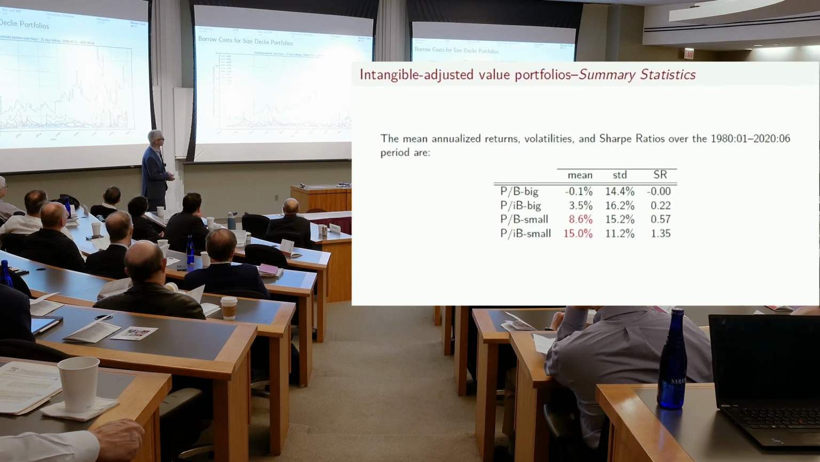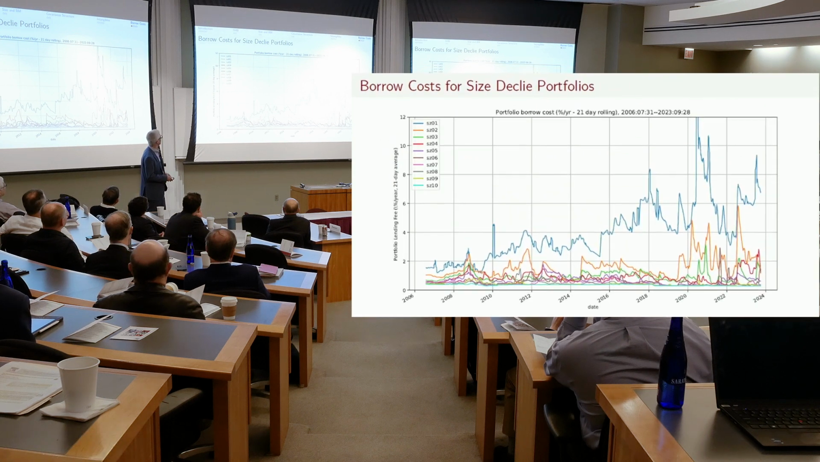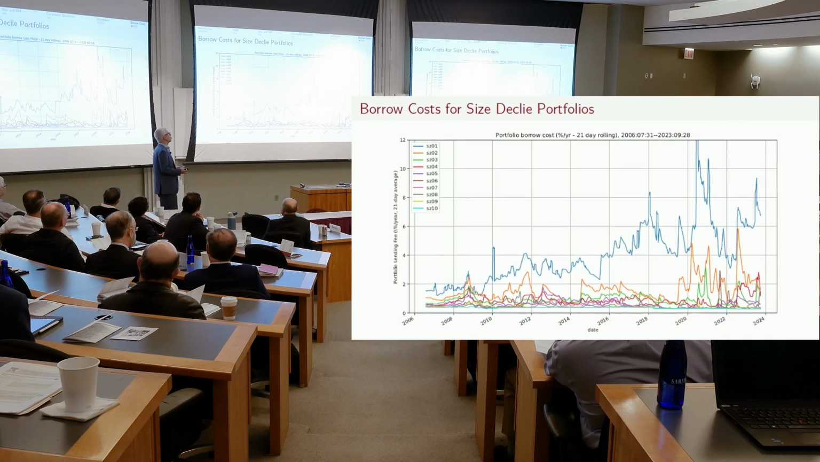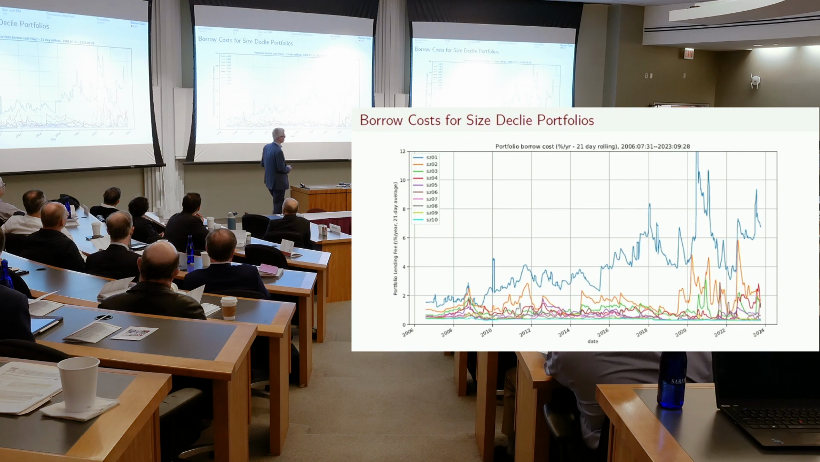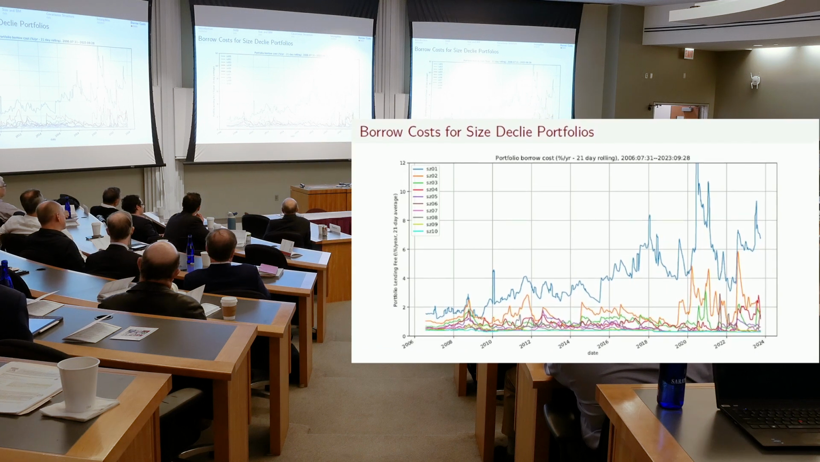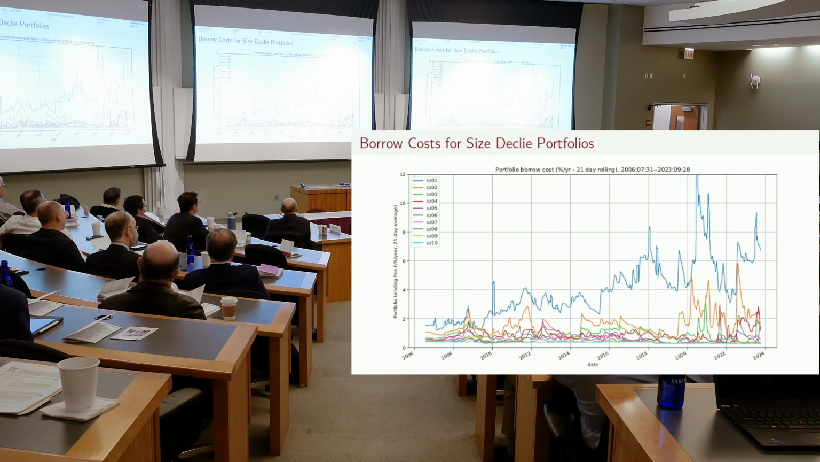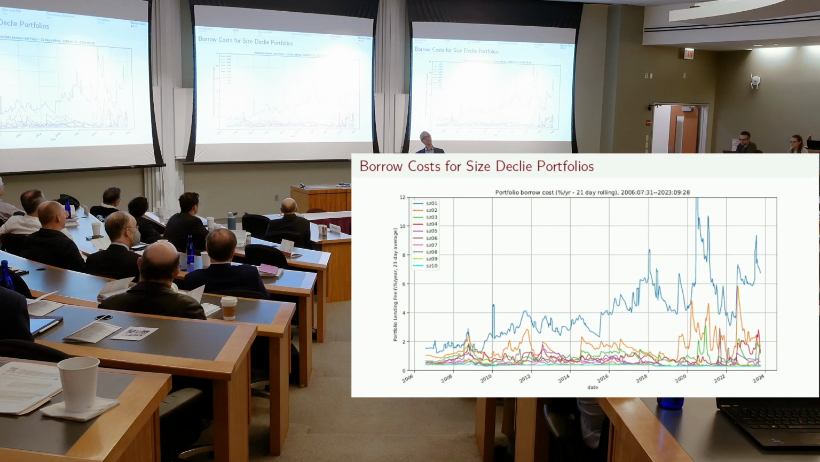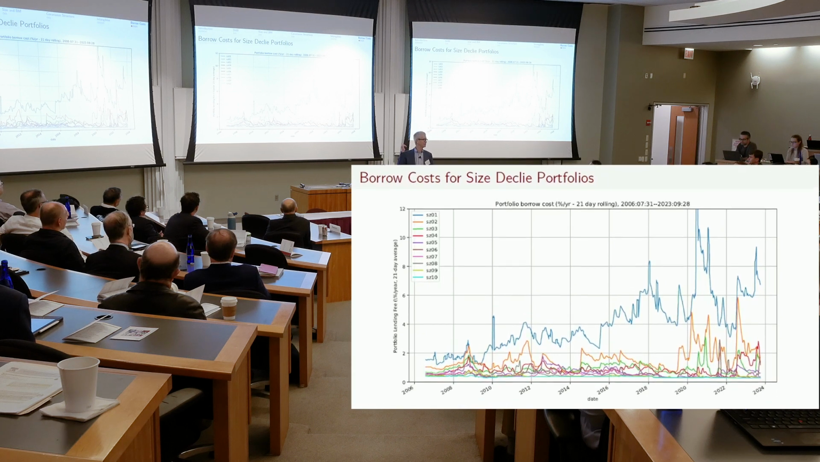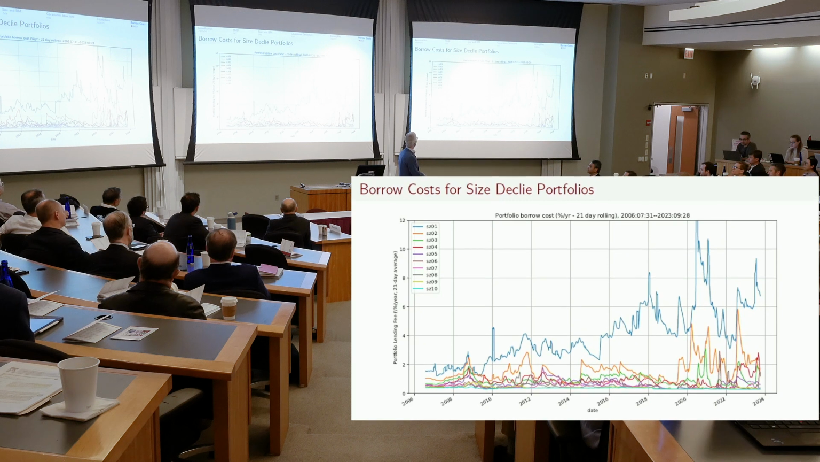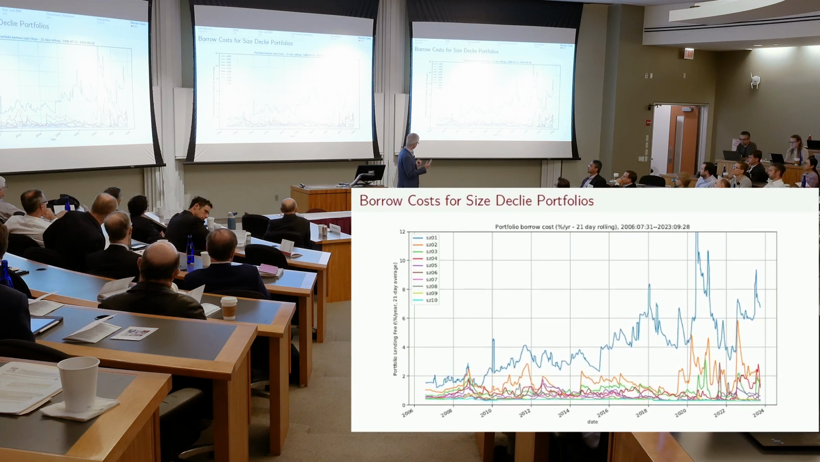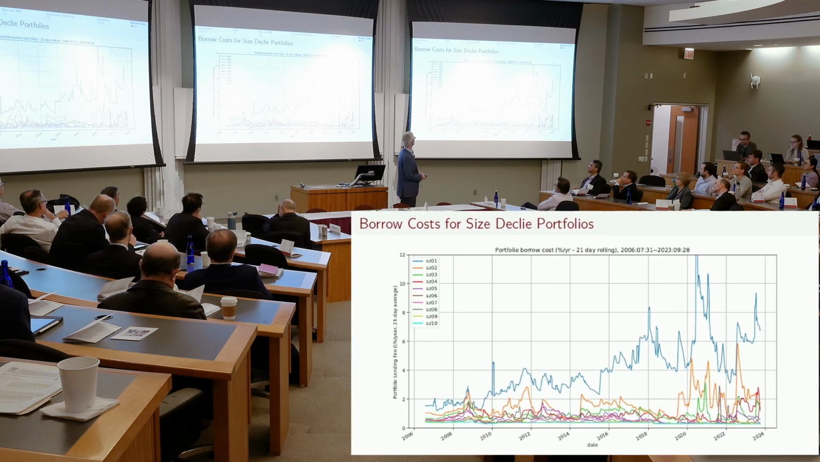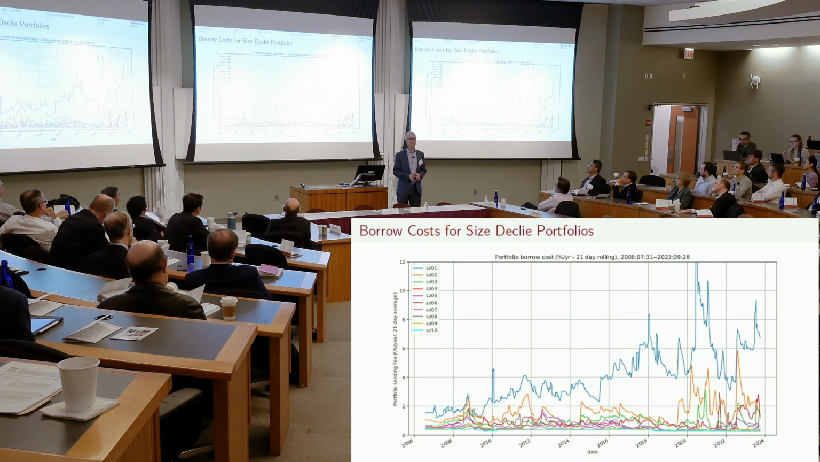The last thing I thought I'd talk about, as I'm running out of time, is the evolution of borrow costs. One of the things that maybe we've assumed here is that it's easy to go in and short certain kinds of firms. It turns out this is a striking thing in modern financial markets. This is all data that comes from Markit, the data provider. For the size portfolios, I've plotted the borrow costs for those value-weighted size portfolios.